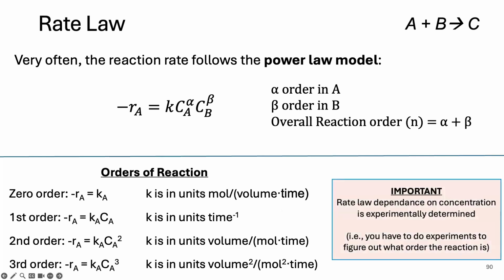In general, determining the order is something that we need to do experimentally. We don't always want to assume that it's an elementary reaction. We want to determine the order experimentally so that we know we're accurately representing the dependence on concentration.